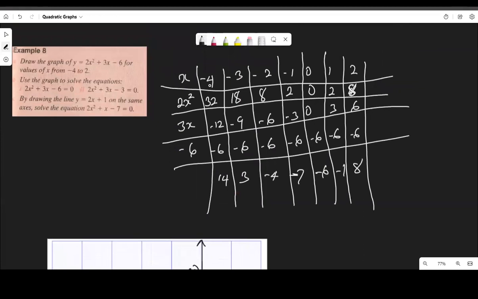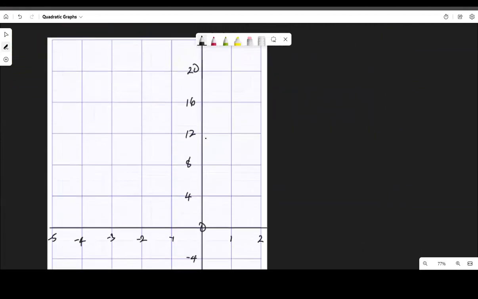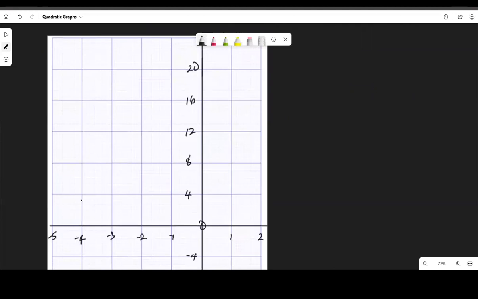When x is negative 4, y is 14. Negative 4 is right here, so we trace it to 14. This is 12. 14 should be, excuse me, 14.